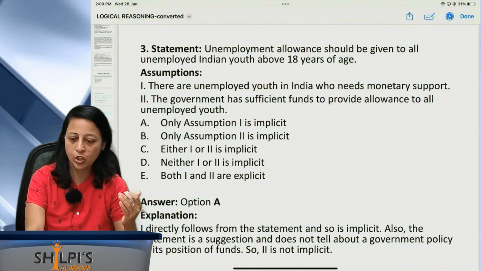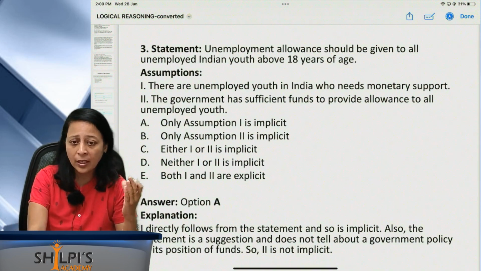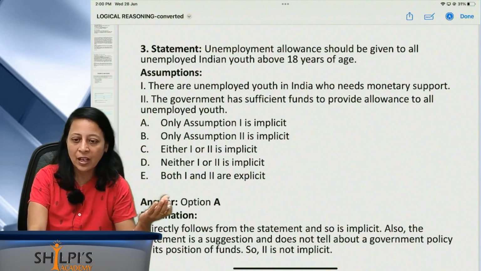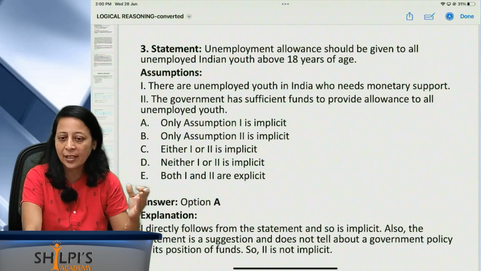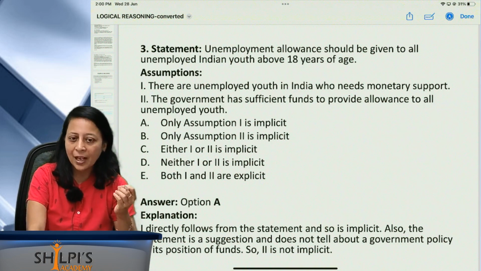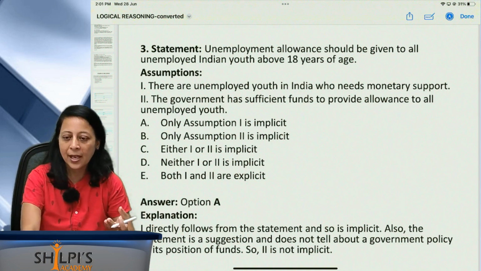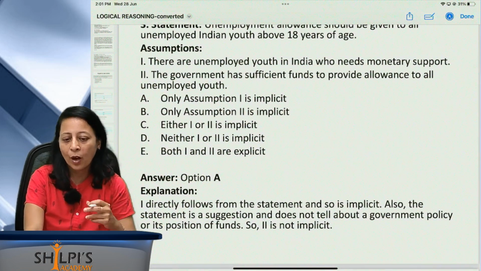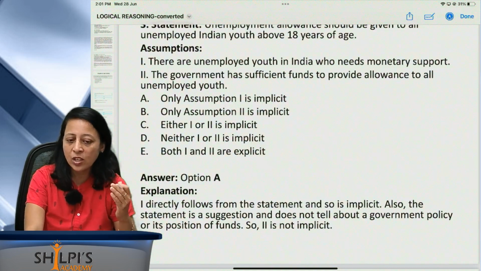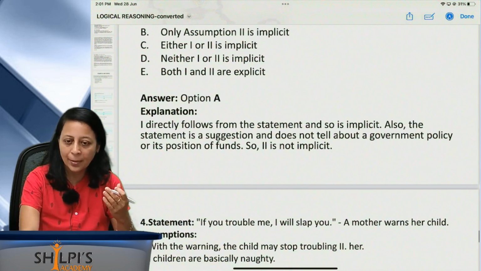Now coming to the next one: unemployment allowance should be given to all the unemployed Indian youth above 18 years of age. This is a given statement. What are the assumptions? There are unemployed youth in India who need monetary support. The government has sufficient funds to provide allowance to all the unemployed youth. They are not talking anything about the government providing funds here. They said that unemployment allowance should be given so that it will help them. So option A is perfect. One directly follows from the statement and so it is implicit. Also the statement is a suggestion and does not tell about a government policy or its position of funds. So 2 is not implicit.